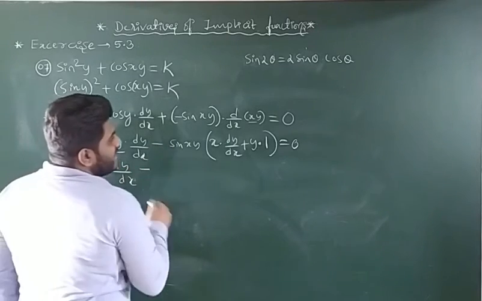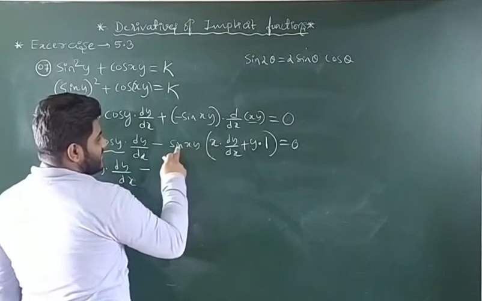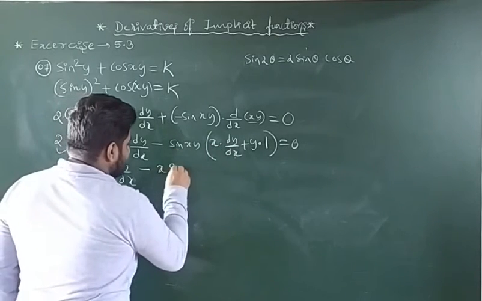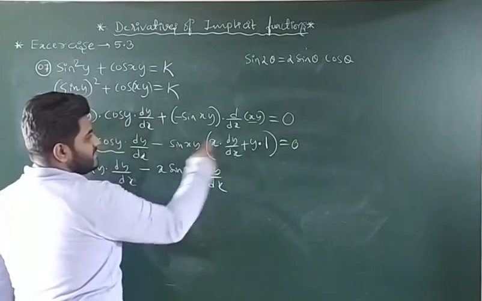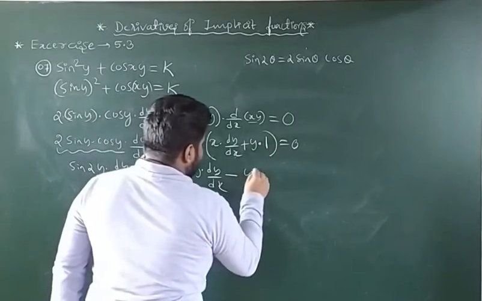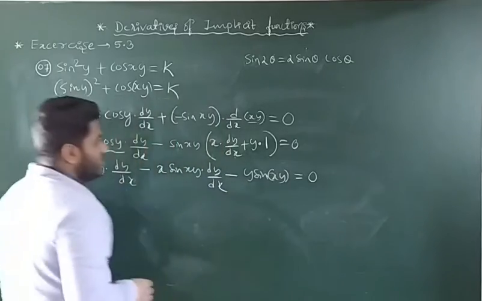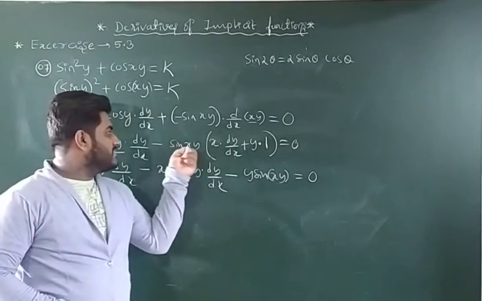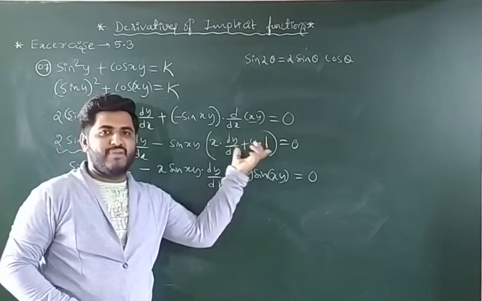You write a minus and we have to multiply sin xy to each term: x into dy by dx into sin xy, nothing but x sin xy into dy by dx. Minus, plus minus, y into sin xy equal to 0. So what I did here, I took this sin xy to here, so multiplied this sin xy to every term of this bracket.